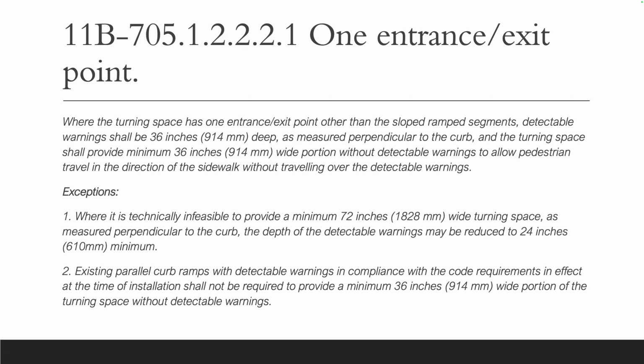The other one, exception 2, says existing parallel curb ramps with detectable warnings that were compliant at the time of installation don't have to provide the 36 wide portion of turning space without detectable warnings, which to me is fairly obvious because the building code doesn't dictate updates. It only kicks in when you do a renovation or an alteration, so I don't know why they put that in there.